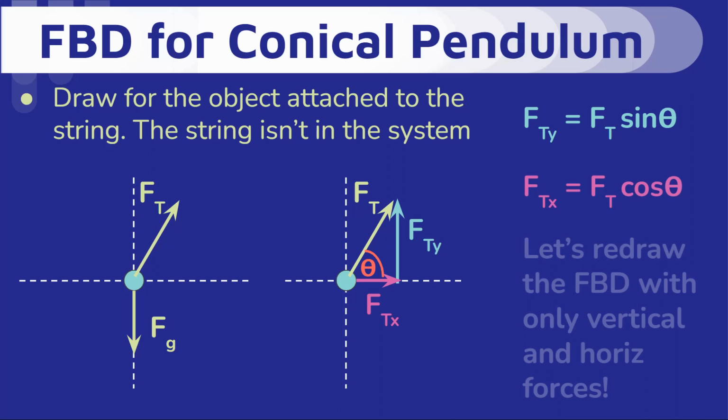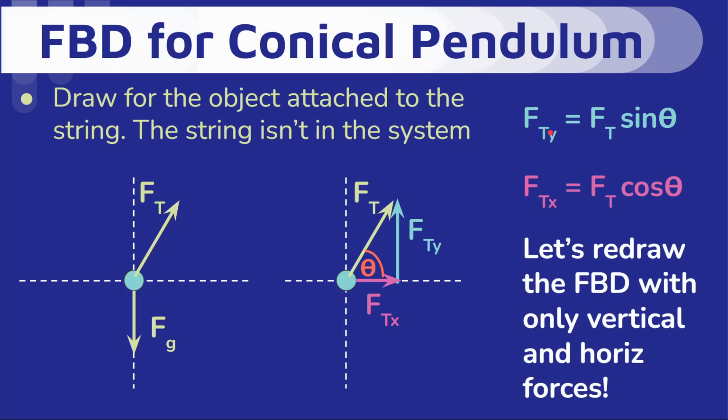Okay, I know that FTy I could set equal to FT times sine theta. In the case of this blue vector, my vertical component, I'm using sine because this component is opposite my angle. For my purple component, my x component, FTx, I'm using cosine because this is adjacent to my angle, and so I can say FTx equals FT cosine theta.